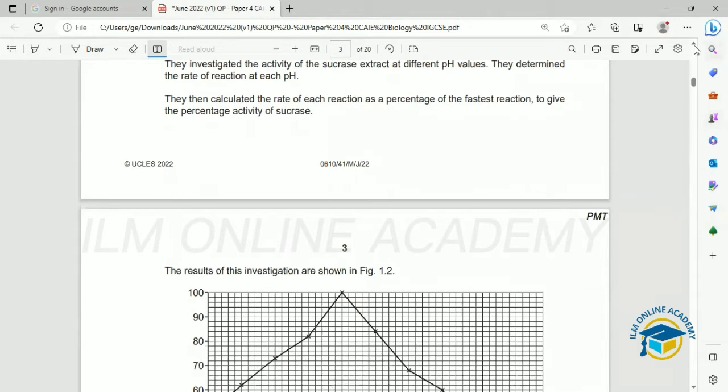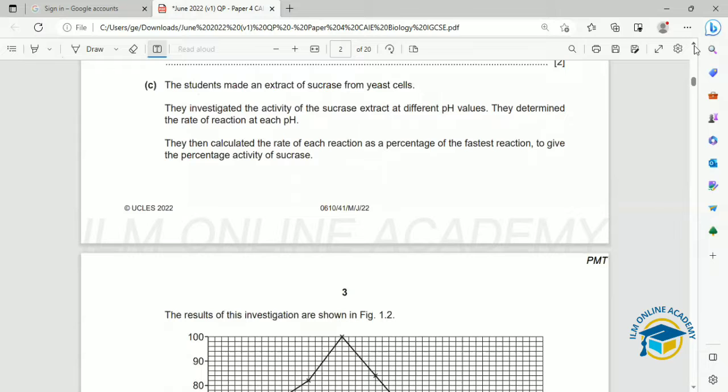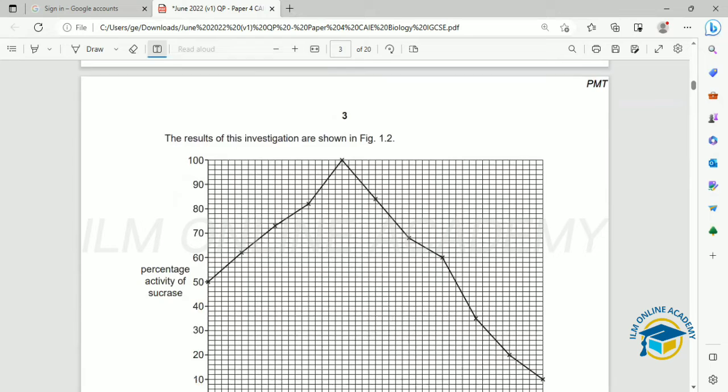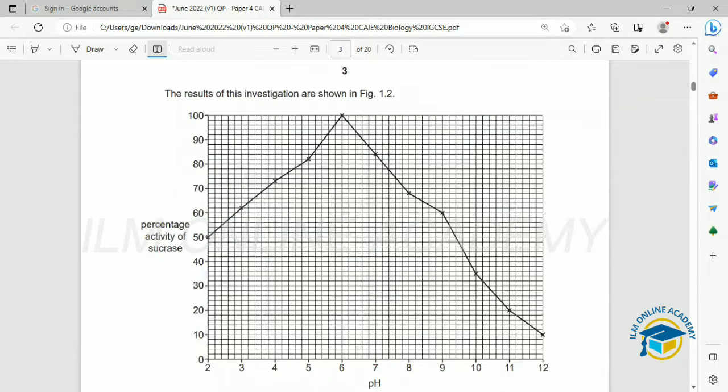Then the students made an extract of sucrase from yeast cells. They investigated the activity of the sucrase extract at different pH values. They determined the rate of reaction at each pH. They then calculated the rate of each reaction as a percentage of the fastest reaction to give the percentage activity of sucrase. So the results of an investigation have been shown in front of you, right?